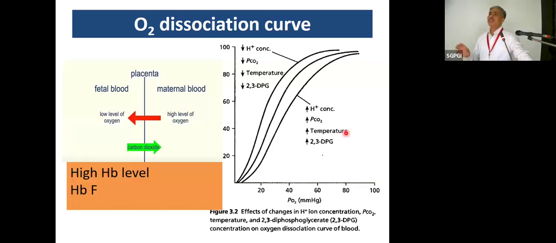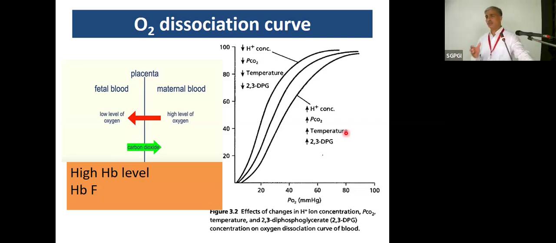The fetus has two things. One is hemoglobin F, which has a different structure as compared to adult hemoglobin, and this change helps the fetus to have a greater affinity to oxygen. So HbF has more affinity to oxygen. Plus, simultaneously, the hemoglobin concentration is much higher in the fetus.